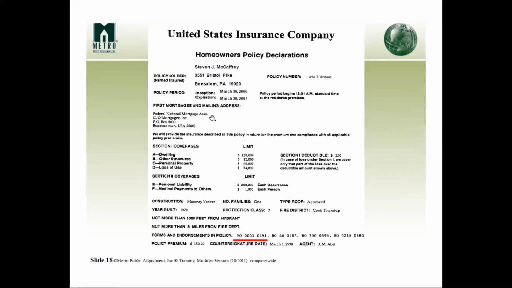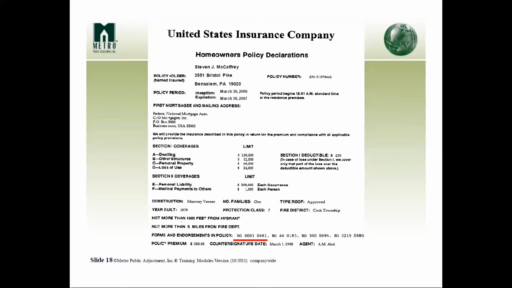The mortgage company will always be identified on the dec page as well. And you want to take note of that because the mortgage company will need to be identified on the claims packet as well. The coverage dates are always to the same day, 1 year out. So it's not March 30th to March 29th, 2007. That would allow for 1 minute of no coverage. And so in order for it to be complete coverage, it has to be from the one date to the other, 1 year in advance.